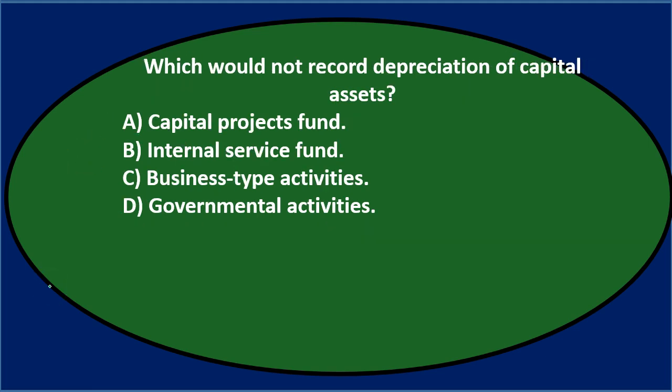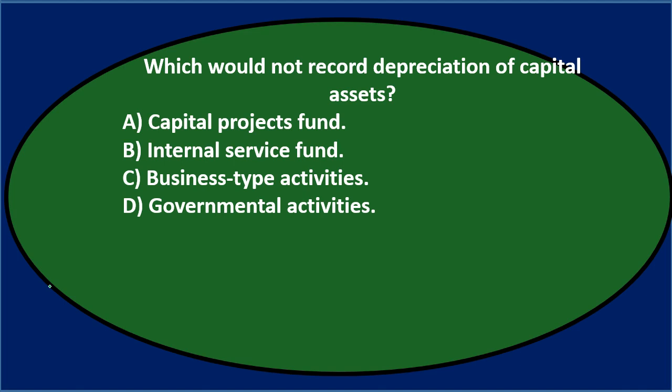Next question. Which would not record depreciation of capital assets? Either A, capital projects fund, B, internal service fund, C, business type activities, or D, governmental activities. Let's go through this again using the process of elimination. Which would not record depreciation of capital assets?